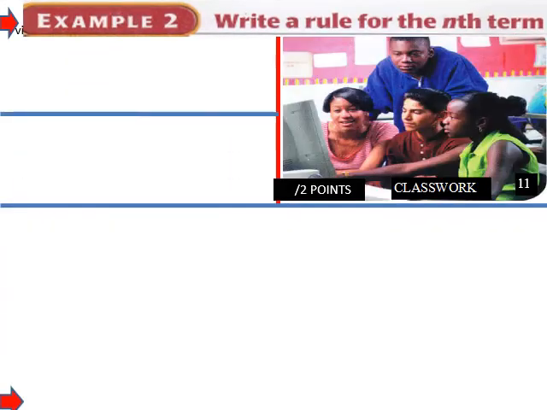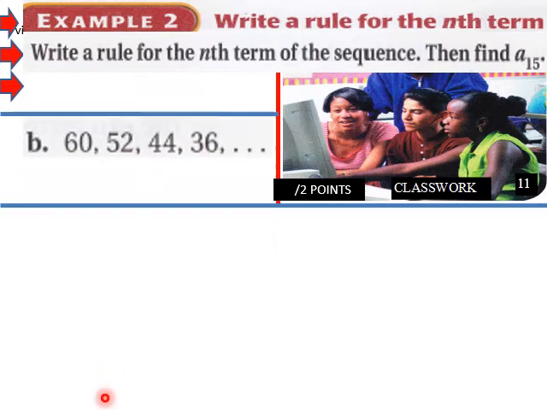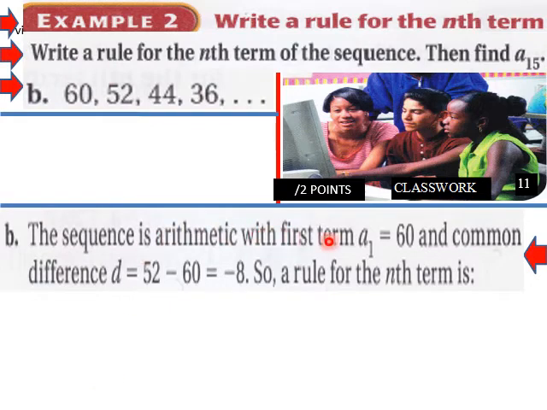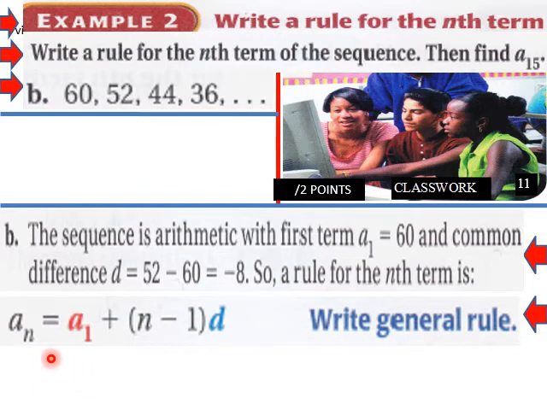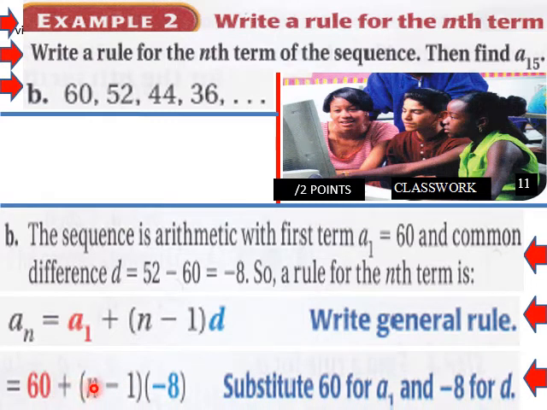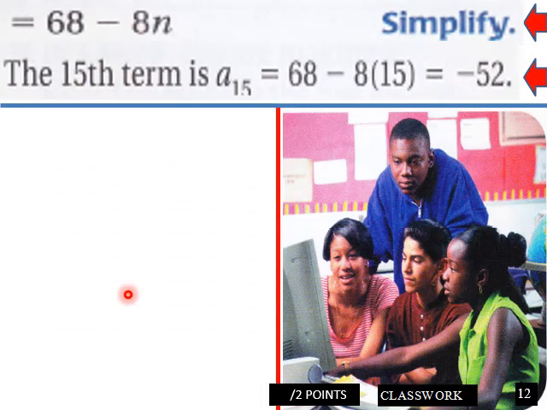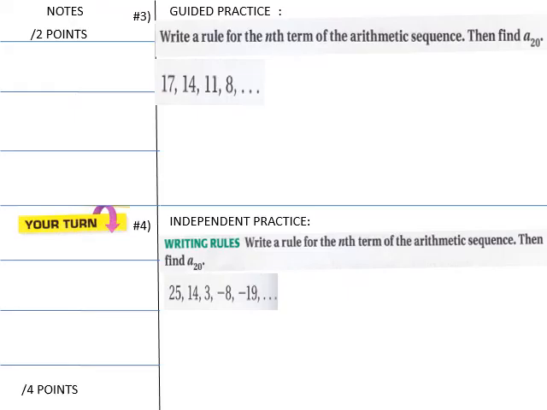Arithmetic sequence. Write a rule for the nth term of the sequence and find a15. Here is a sequence. The sequence is arithmetic, with first term a1 equal to 60 and common difference negative 8. So a rule for the nth term would be an equals a1 plus n minus 1 times d. That's the general rule. Then 60 plus n minus 1 times negative 8. Substitute 60 for a1 and negative 8 for d. So 68 minus 8n. And the 15th term, a15, would be 68 minus 8 times 15, which is negative 52. That would be the 15th term of that arithmetic sequence.